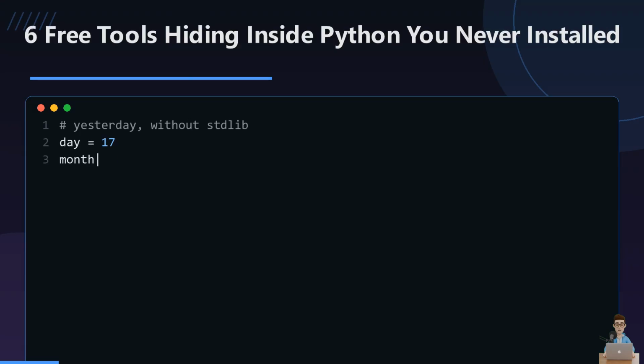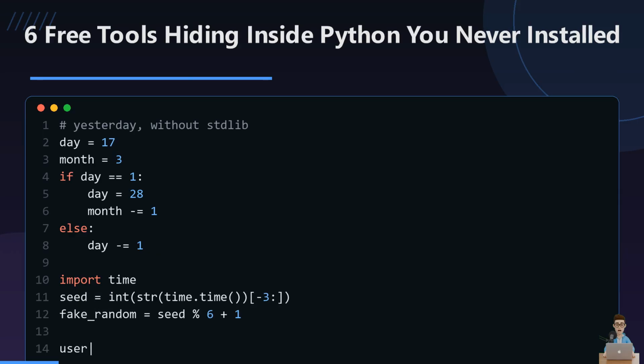Six tools are already inside Python and you probably never installed one. Look at this. I am hand rolling yesterday's date, faking a dice roll from the clock and gluing together something that looks like JSON with plus signs. It runs, but it breaks the moment February shows up or someone's name has a quote in it. So here is the real question for today. Why write any of this when Python already shipped a solution for it?